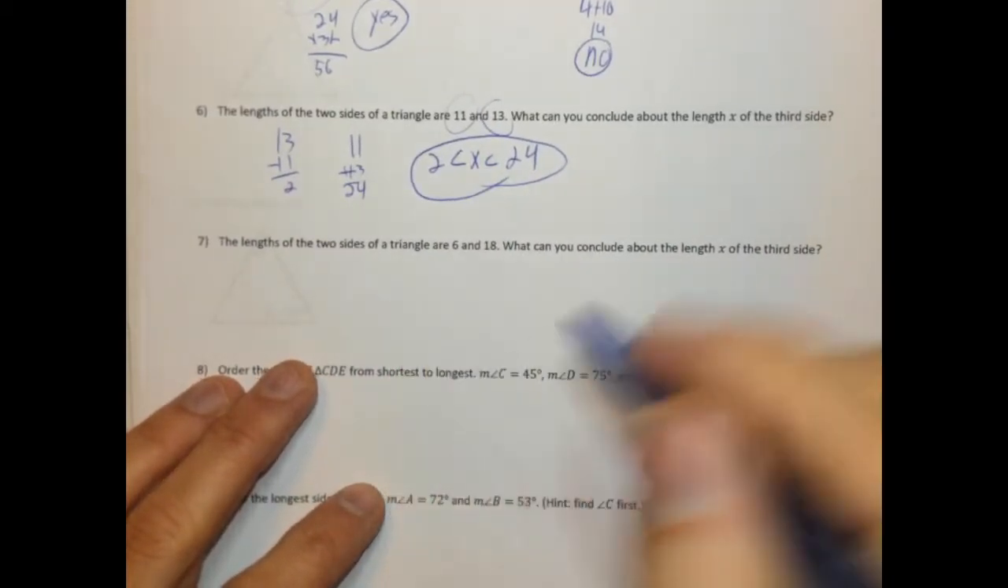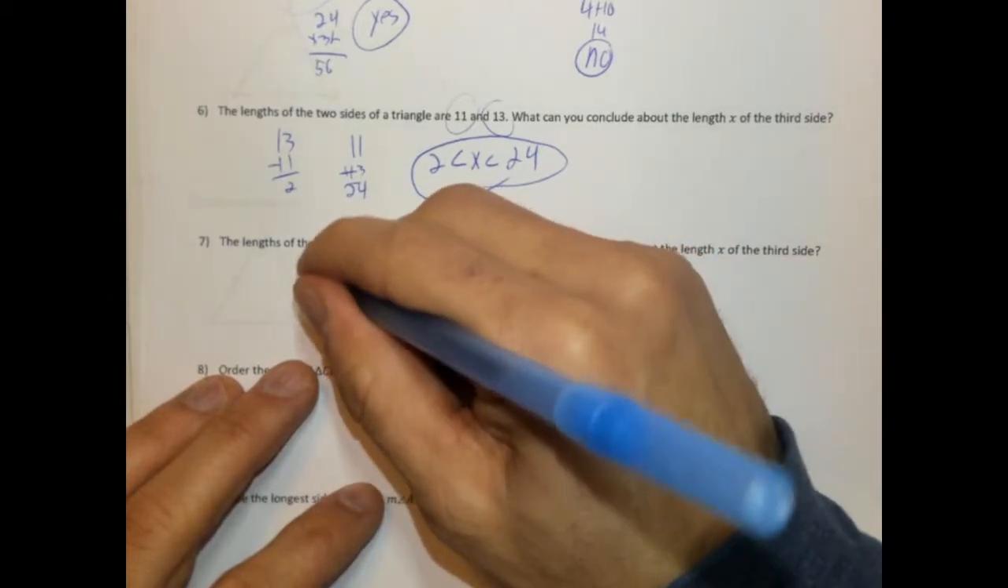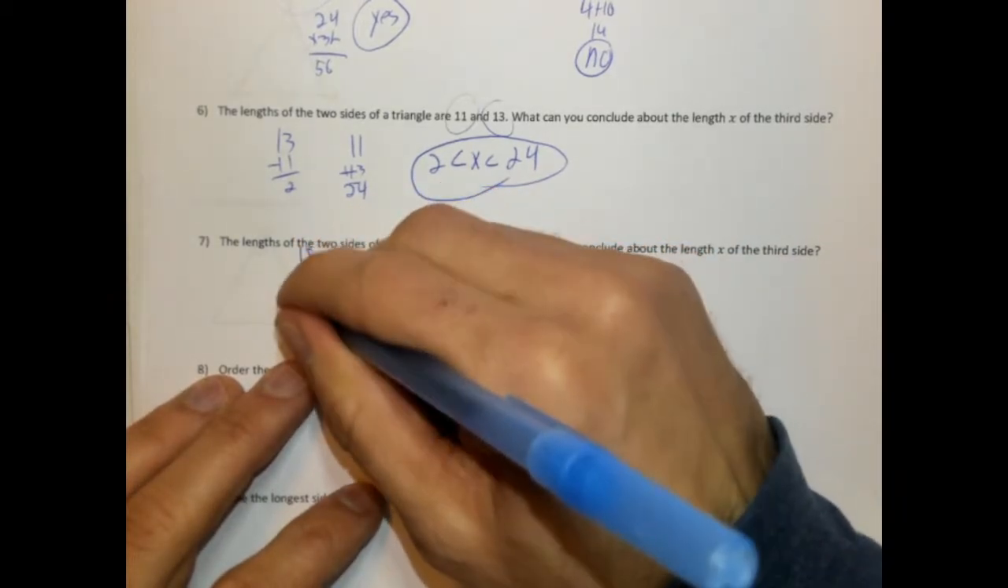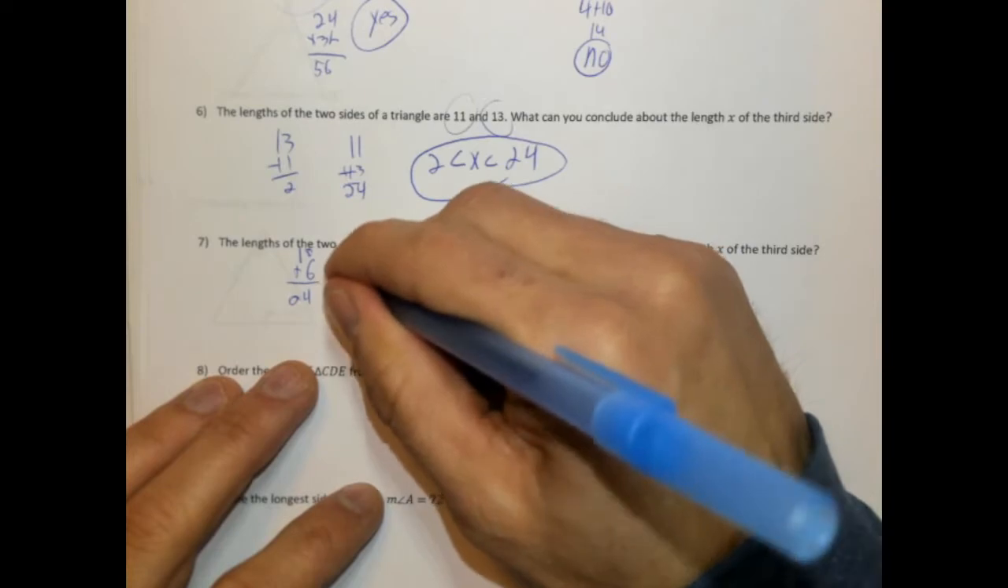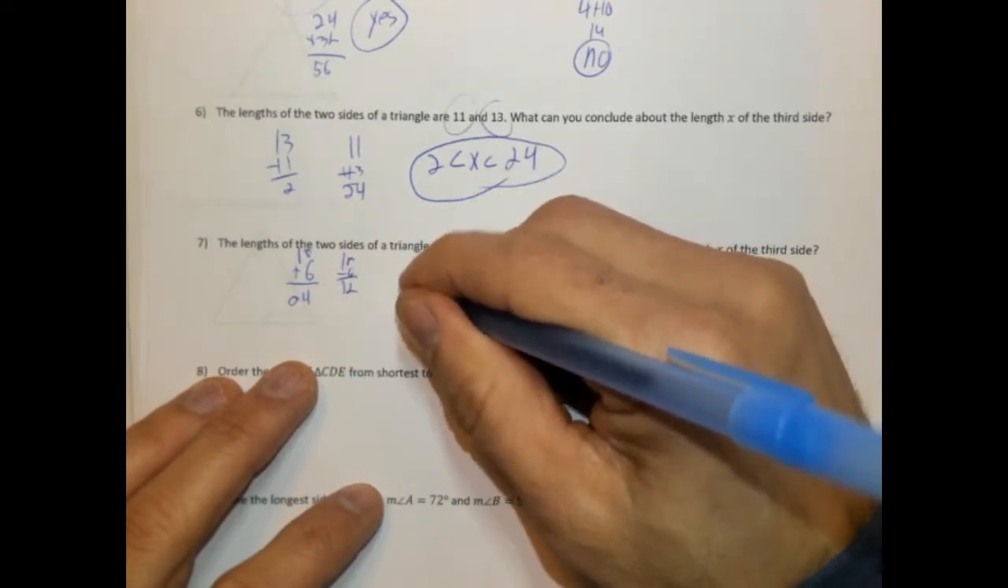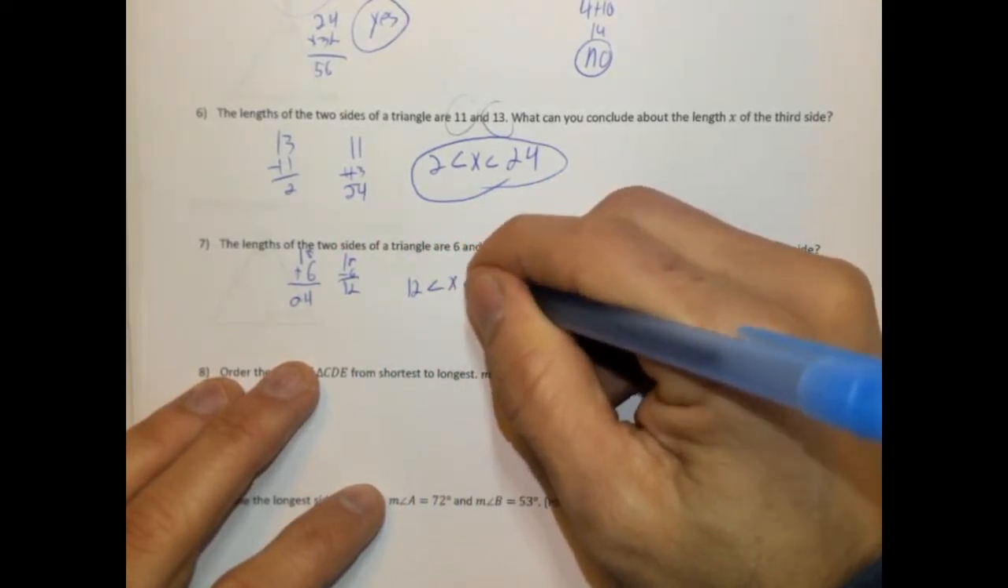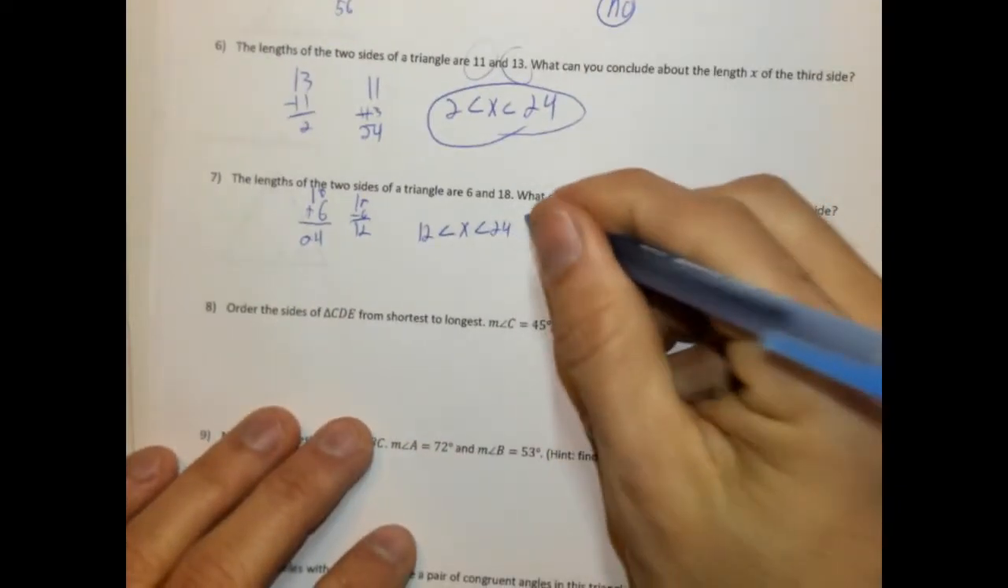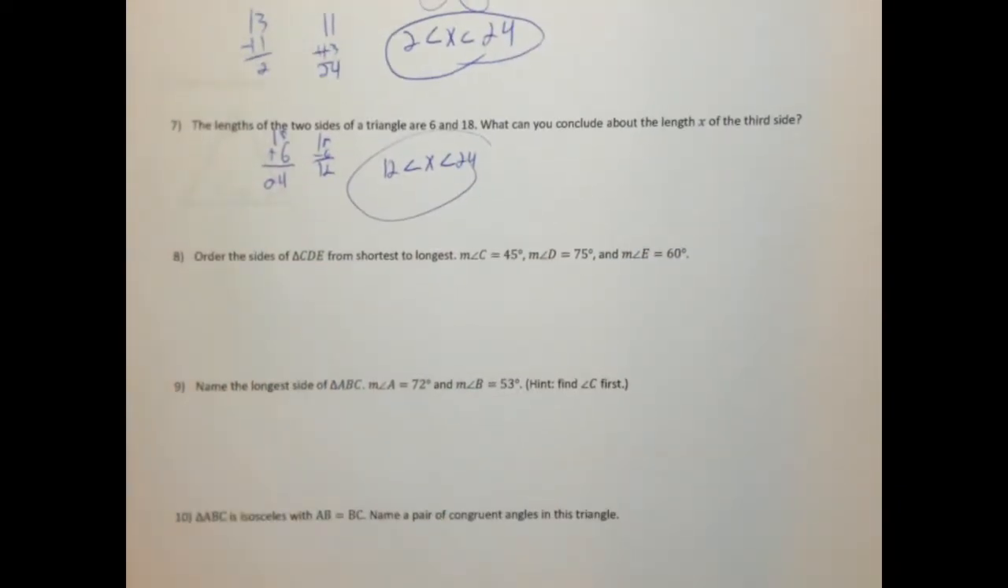So we're doing the exact same thing here. 6 plus 18 is going to be 24. And then 18 minus 6 is 12. So it's between 12 and 24. Okay. Order the sides from CDE from shortest to longest.